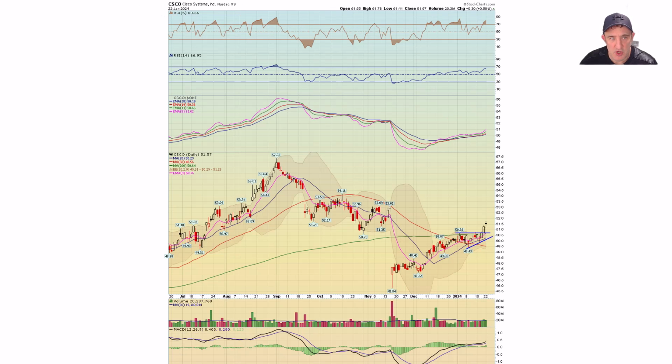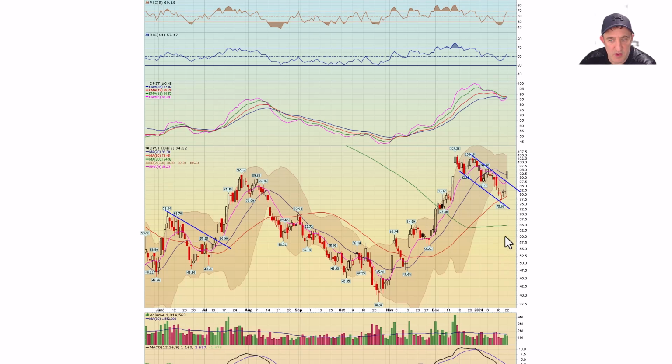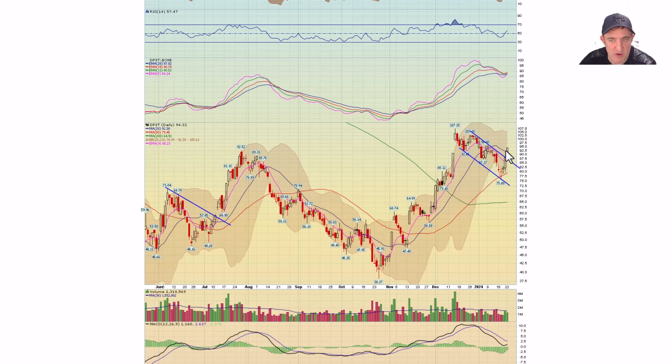Chart 67, Cisco, breaking out of a little ascending triangle here. There's an open gap back here in November that could be a magnet. Chart 68, DPST. This is the 3-times leveraged banking ETF breaking out of this channel. If you think banks are going to go higher, this is an easy way to play it.